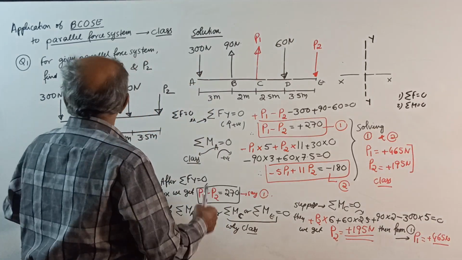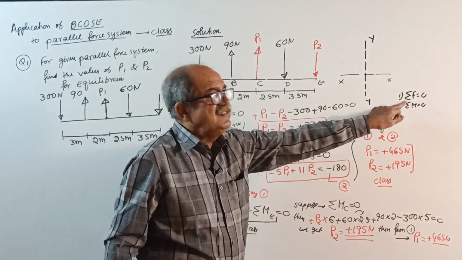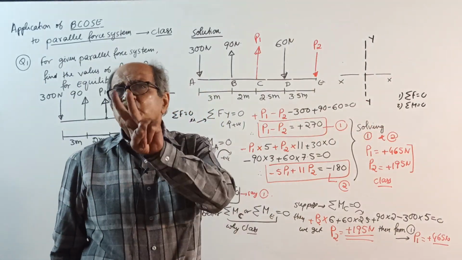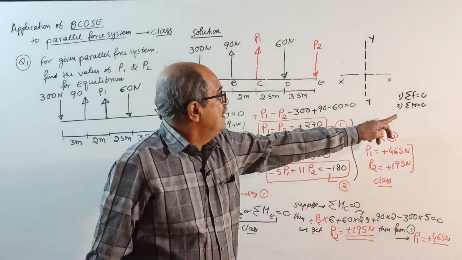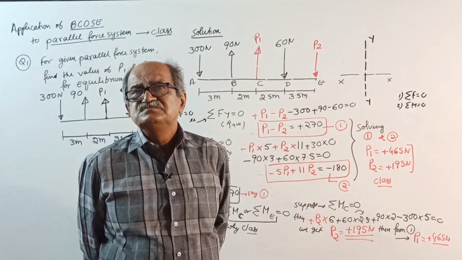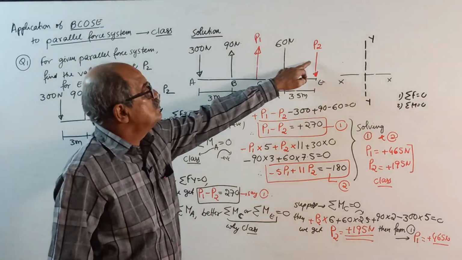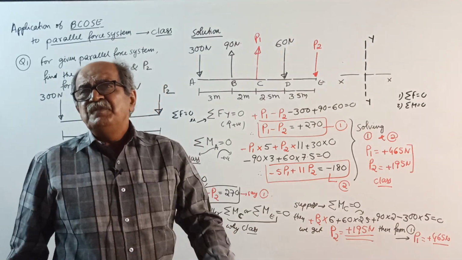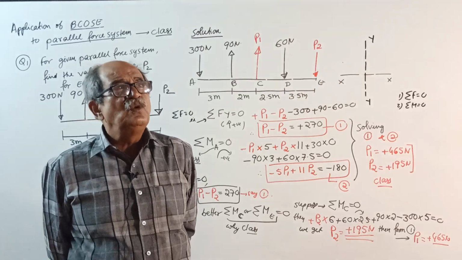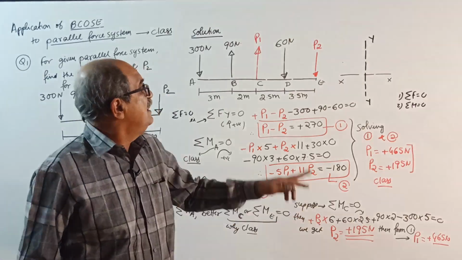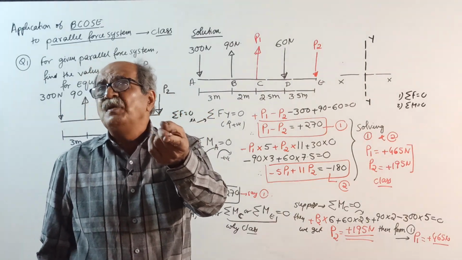Okay, start. Find the value of P1 and P2 for equilibrium. Now, two unknowns are there and two conditions are there, so only two unknowns are possible. The two unknowns can be two forces, P1 and P2, as in this question. Or it can be only one force, but then the second unknown will be a distance. Here they will tell you where P1 and P2 are.